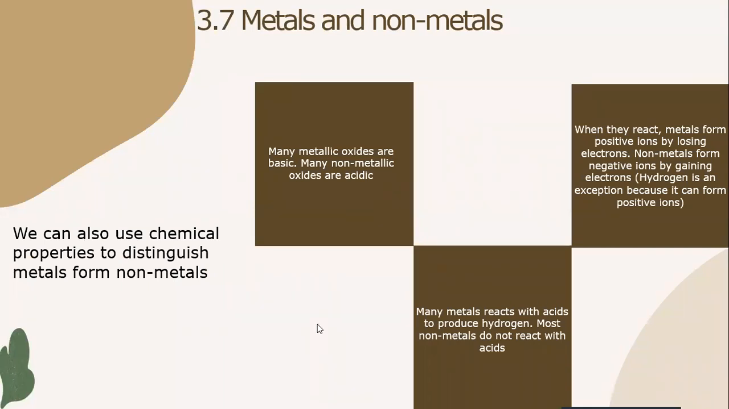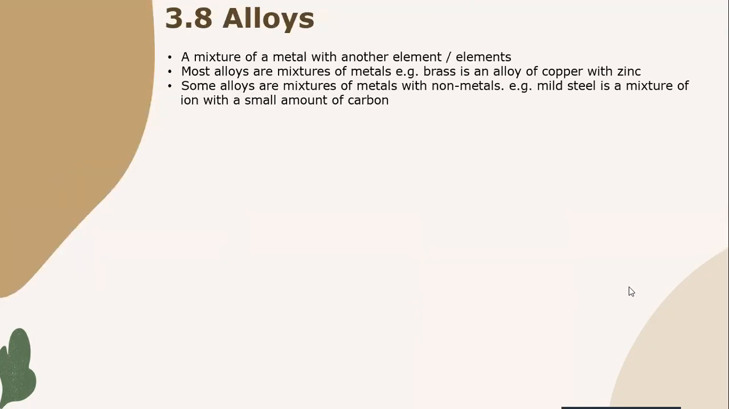We can also use chemical properties to distinguish metals from non-metals. Many metallic oxides are basic. Many non-metallic oxides are acidic. Many metals react with acid to produce hydrogen. Most non-metals do not react with acids. When they react, metals form positive ions by losing electrons, and non-metals form negative ions by gaining electrons. Hydrogen is an exception because it can form positive ions.